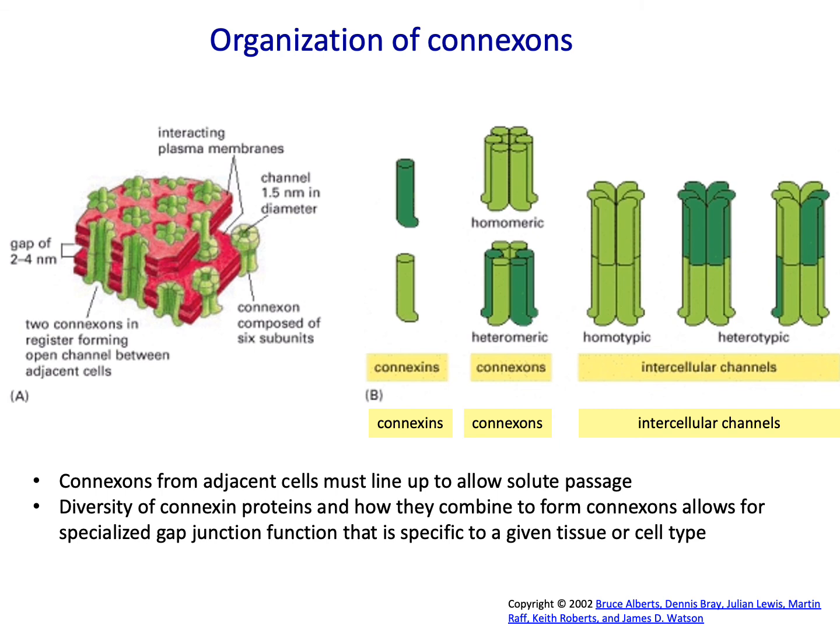Additionally, the hexamers, which are known as connexons, join together between two cells to form the passage from one cell to the next, and the connexons that join together to create a fully functional gap junction can either be identical or can be different. And this diversity of connexin proteins and the ways that they combine allows for a very highly specialized gap junction that's specific to given tissues or even cell types within a tissue.